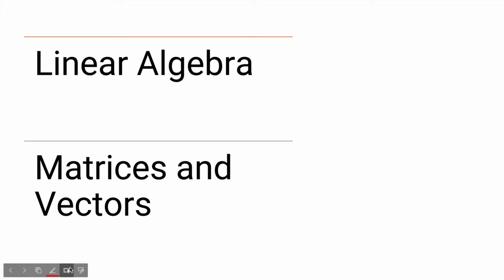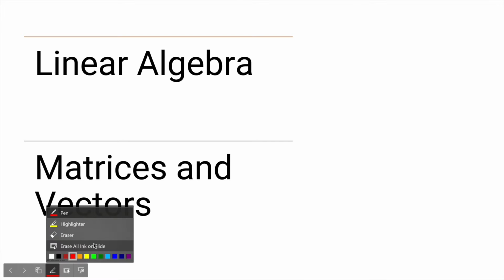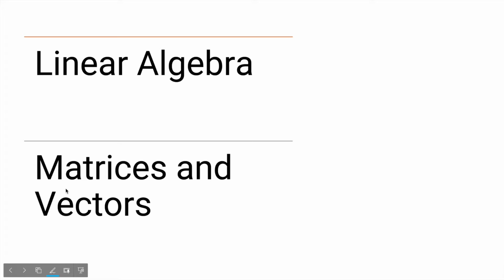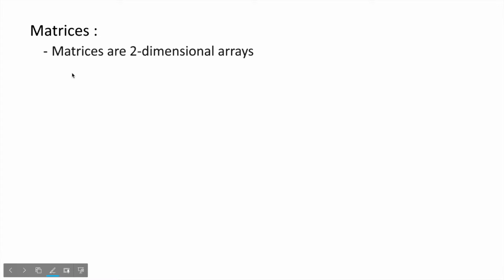So let's begin. Before we begin, let me just change the color. So let's take it blue. So we will learn about matrices and vectors. So what are matrices? Matrices are 2D arrays.